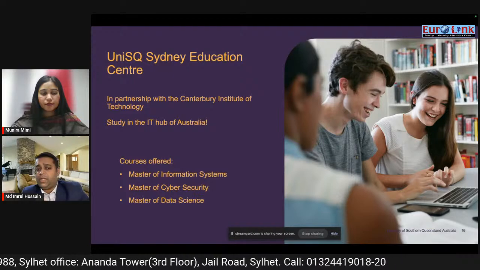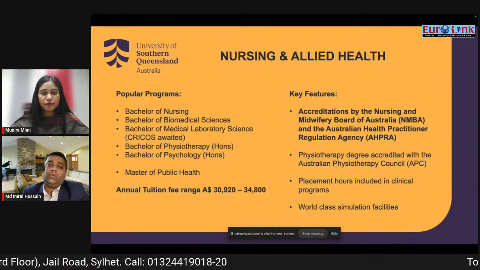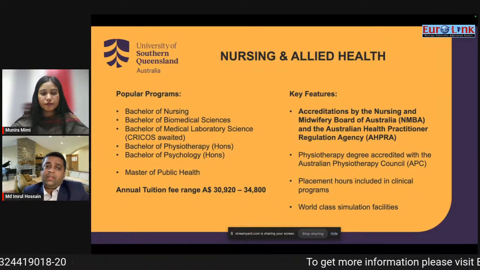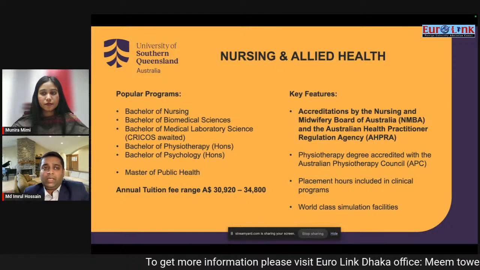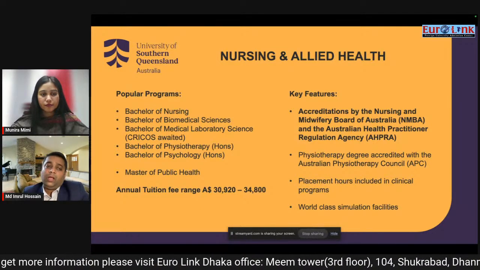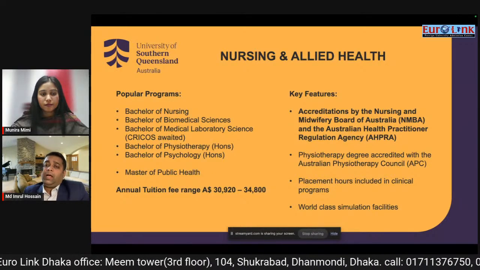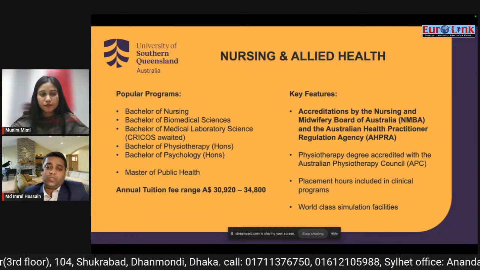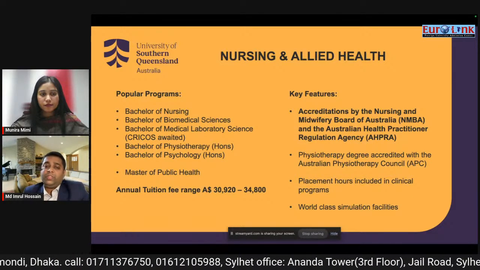I have told you earlier, information systems, cybersecurity, and data science are only available for those who are looking for the Sydney centre. Nursing and allied health is another very popular course in Queensland, particularly at the University of Southern Queensland, which is very proud to offer these courses. This course is accredited by the Nursing and Midwifery Board of Australia, and the Australian Health Practitioner Regulation Agency, which is really important.